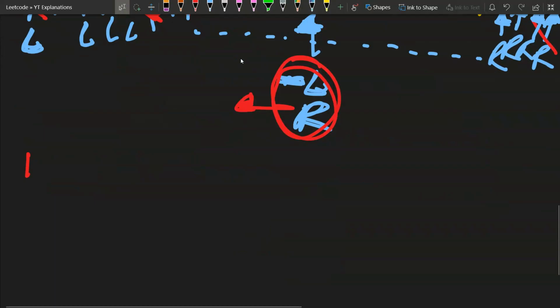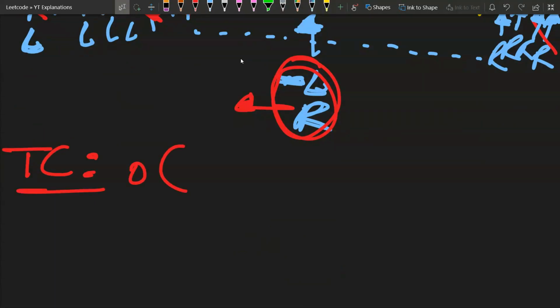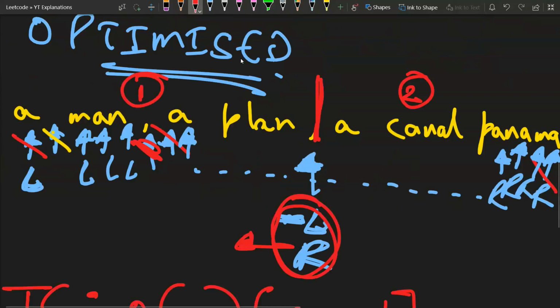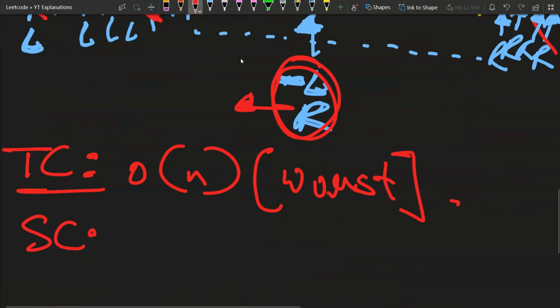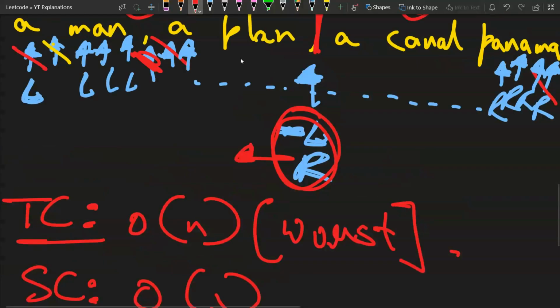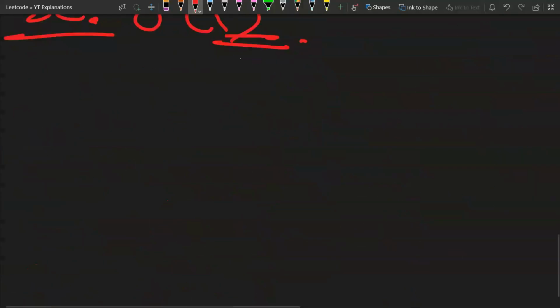The time complexity for this would be big O of n, because in the worst case we are just iterating once over the entire array. Each letter is traversed only once, so we visit each letter only once. So O of n is the worst-case time complexity, and the space complexity is O of 1.